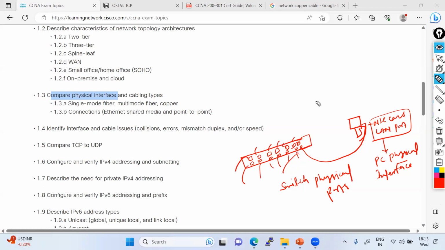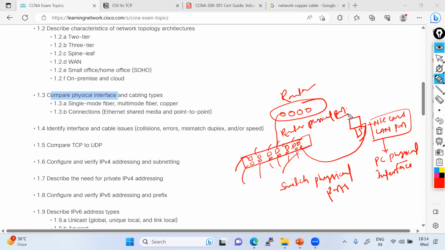Similarly, we have routers. A router also has multiple ports, but fewer ports compared to a switch. So I can connect this switch to this router. This is your router, and this is the router physical port. You can Google it and find the port details. So these are the different devices we have.